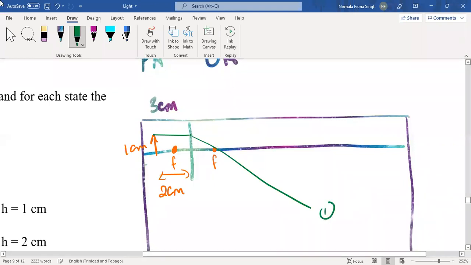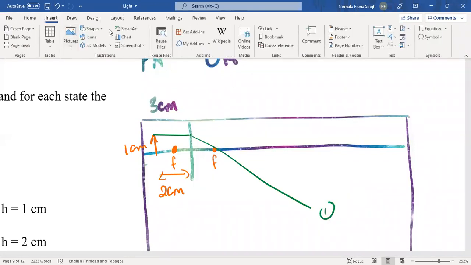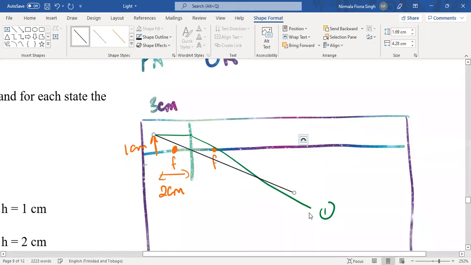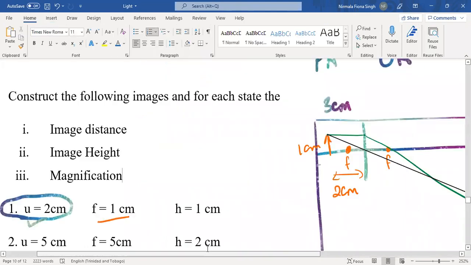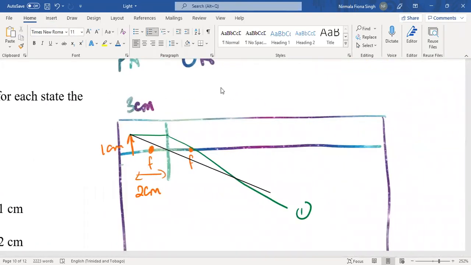The second line we draw, we take from the very top of our object to the very middle of our lens and draw it straight through. Draw it as far down as you can, and wherever these two lines meet, here you have to kind of estimate where the two of them meet, this is where your image will fall. So that's how you do your drawing.